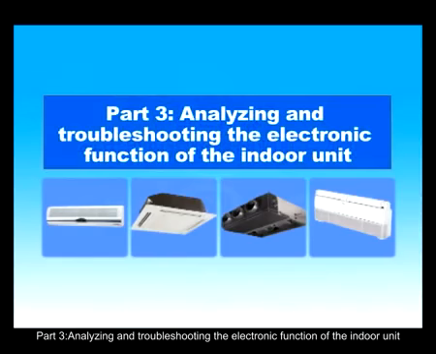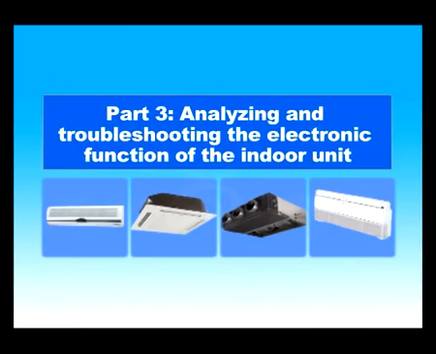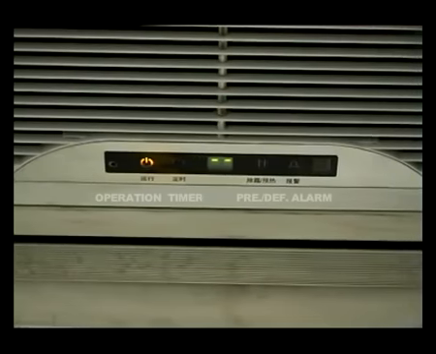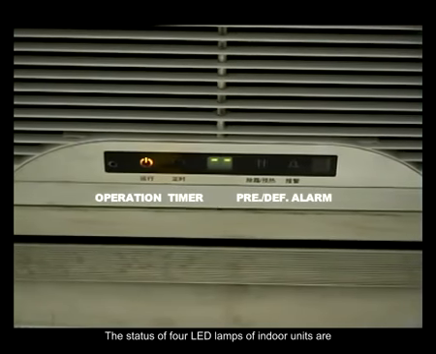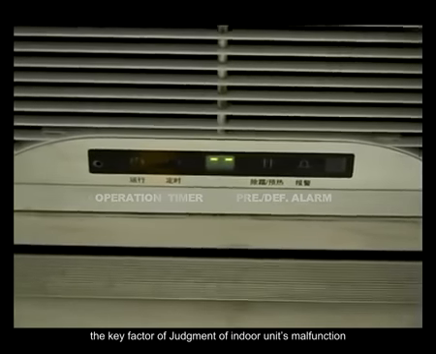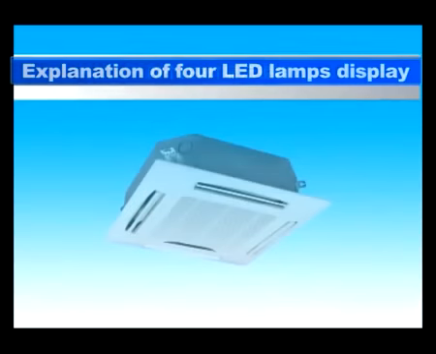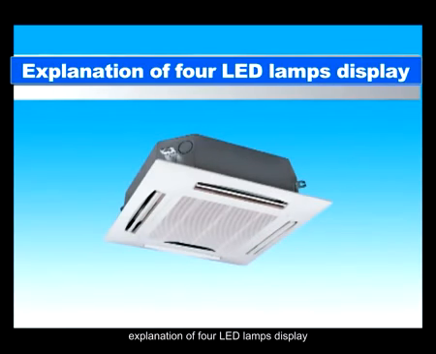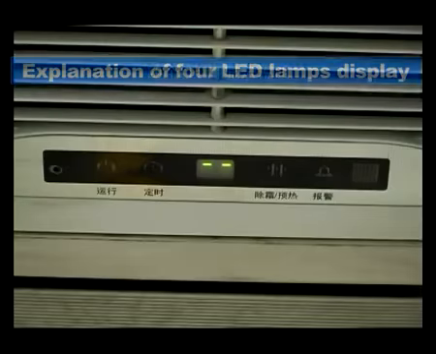Part 3. Analyzing and troubleshooting the electronic function of the indoor unit. The status of 4 LED lamps of indoor units are the key factor of judgment of indoor units malfunction. Explanation of 4 LED lamps display.